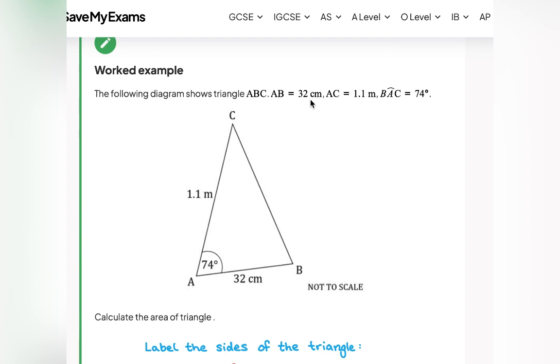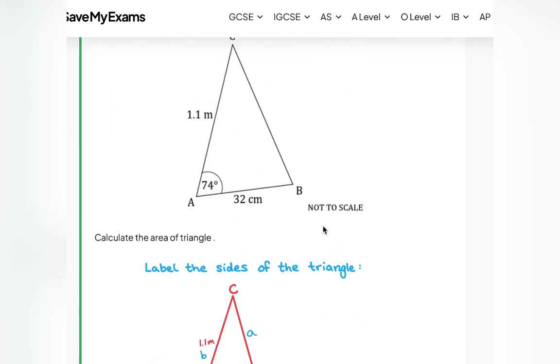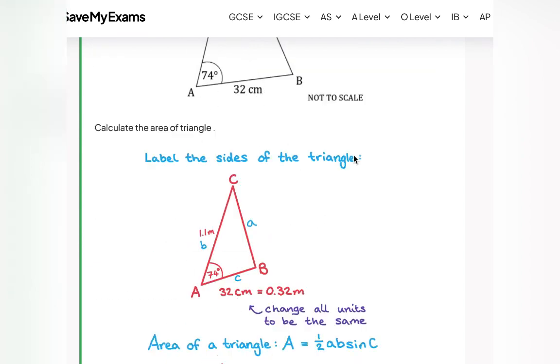So we can convert this 32 centimeters to meters, right? There must be the same unit. Either you change this one to centimeters or you change the centimeters to meters, but you cannot have different units. If you calculate without using the same unit, you're going to get the wrong answer. So we have to convert the units and ensure that the units are the same before we continue. So 32 centimeters changed to meters, we divide by 100, and it gives us 0.32. Then we find the area.